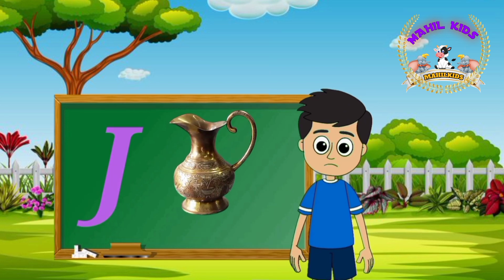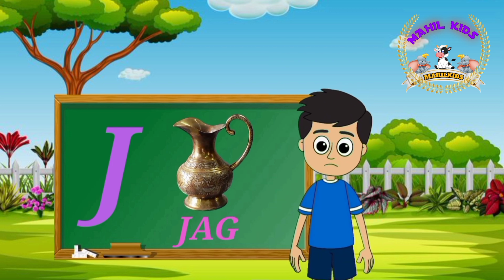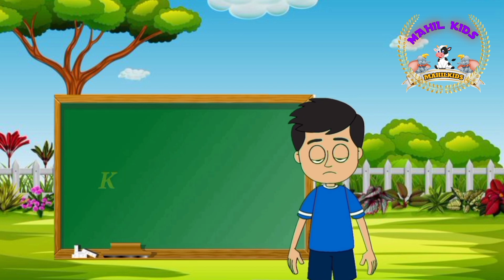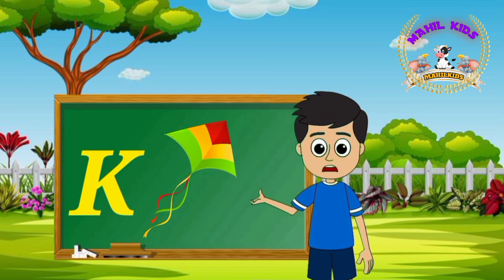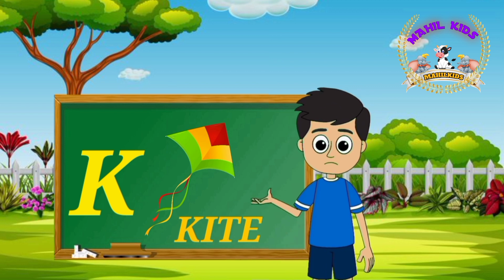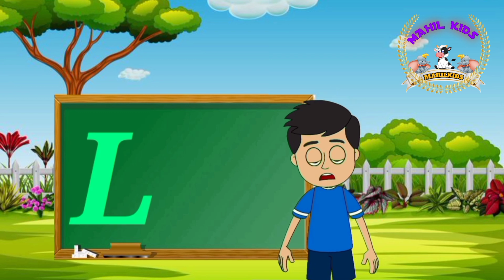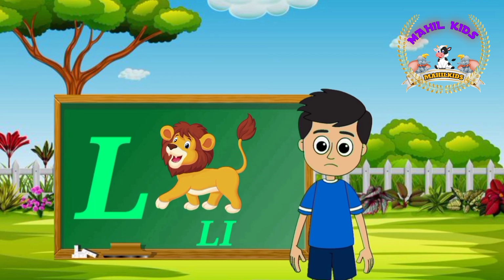J for jug. J U G jug. K for kite. K I T E kite. L for lion. L I O N lion.